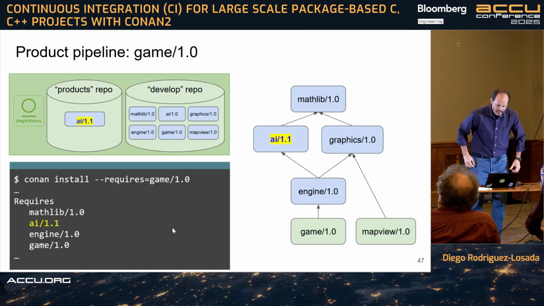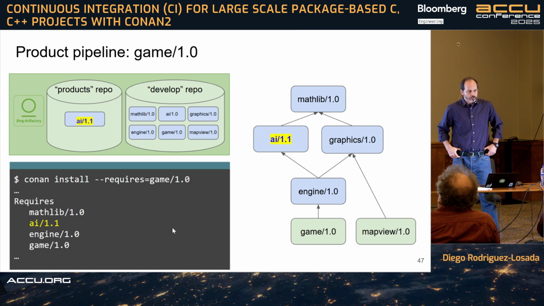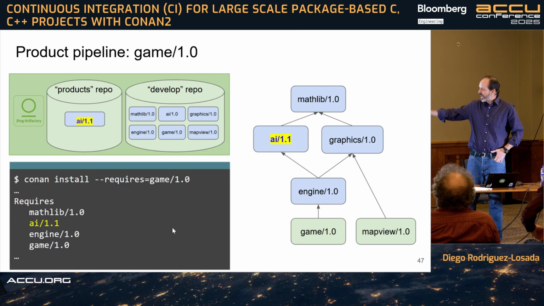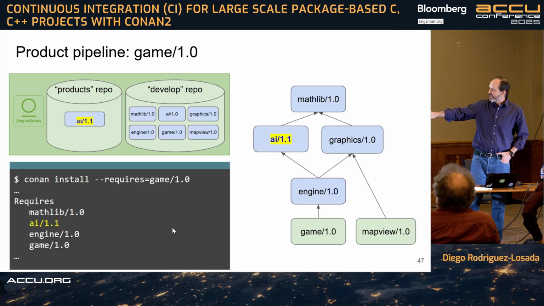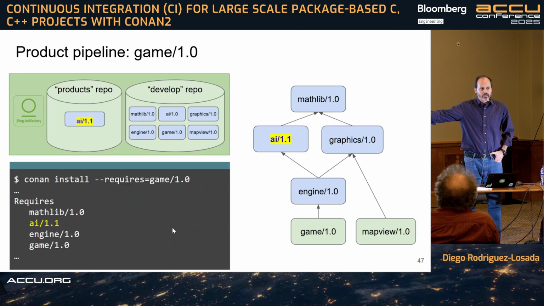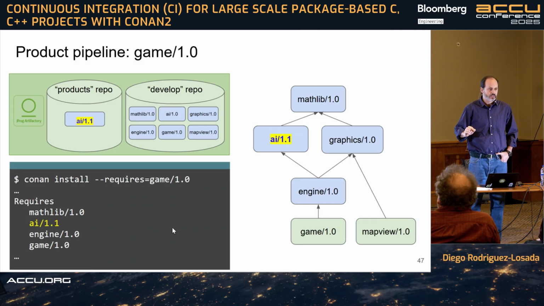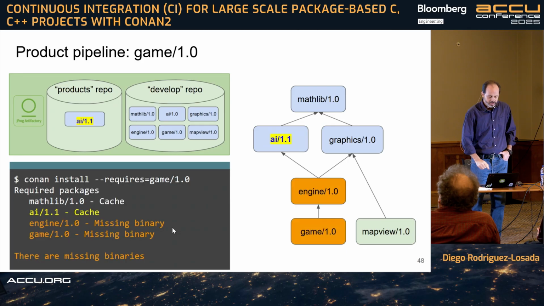Okay, so now let's move to the challenging part, the products pipeline. And this is what we have, right? Now let's say that a developer enables the product repo. They opt in, they activate the product repo explicitly, and they do a Conan install of game. We know that because we have version ranges, it will resolve to this dependency graph, and AI 1.1 will be there. Right? But this also means this, right?